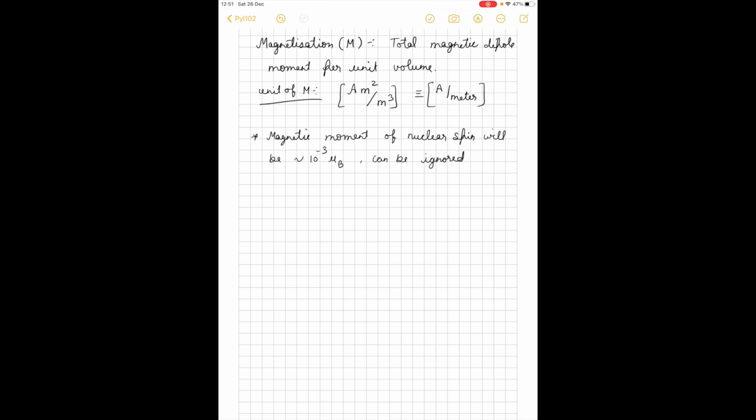Compared to the electron one. All right. And where it will be ignored, when we'll be calculating the total magnetic moment of the atom, when we will calculate the total magnetic moment, the total mu of an atom or an ion.